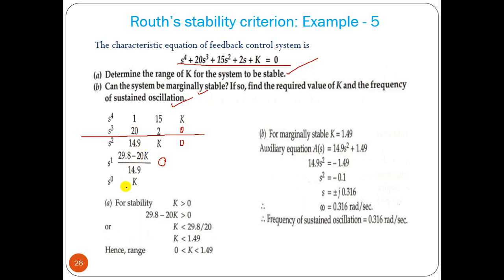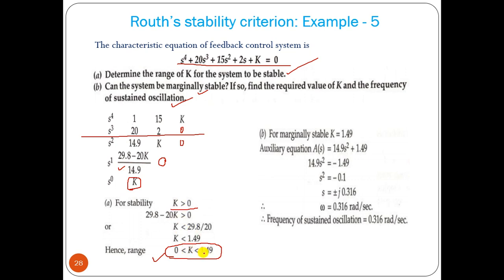Now what is the condition for stability? k should be greater than 0, this value, and this value must be greater than 0. So k must be less than 1.14. So this is the condition: k greater than 0, less than 1.14.